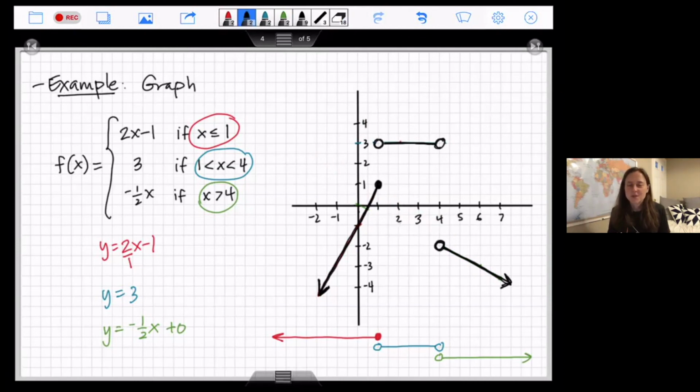So your piecewise functions can have as many pieces as they come with, and you just graph each piece and then chop off the parts that you don't want and leave the parts that you do.